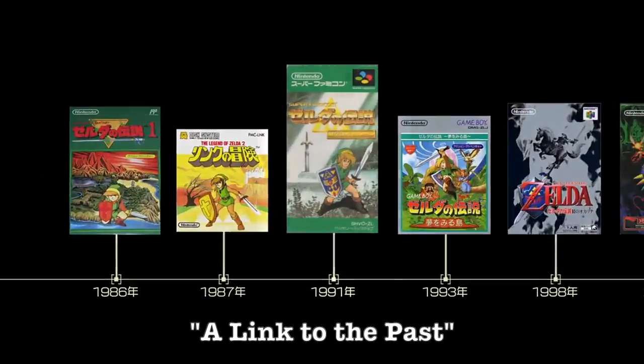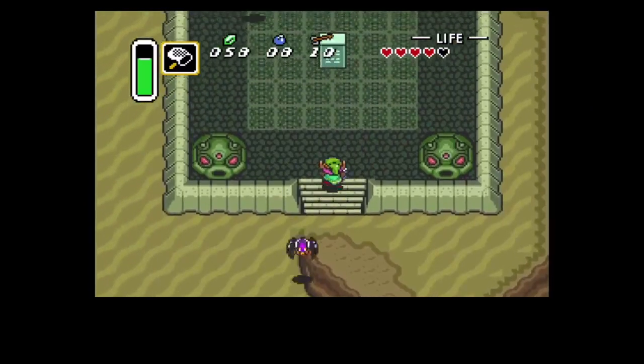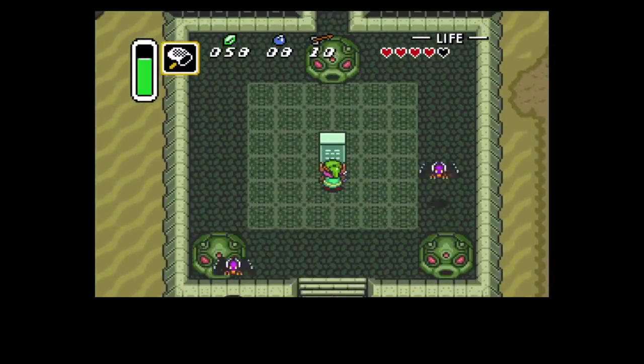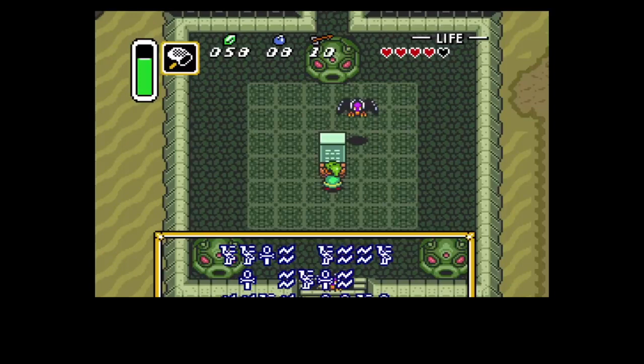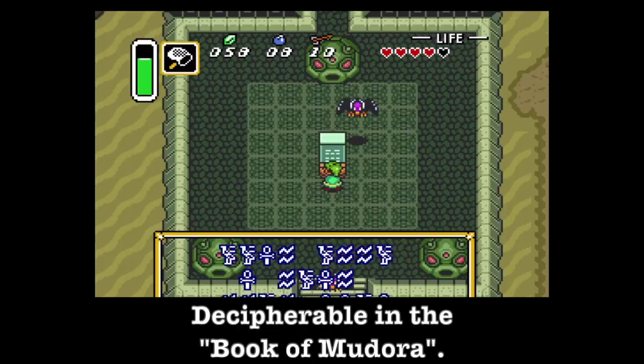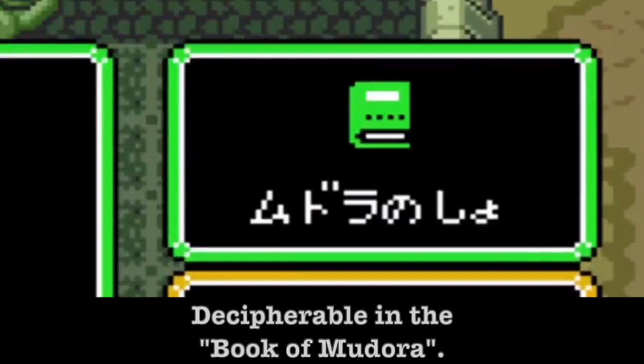Let's take a look at the history of letters in the Zelda series. We start with A Link to the Past. A stone tablet at this site contains old Hylia letters. This text can be deciphered using the item Book of Mudora.